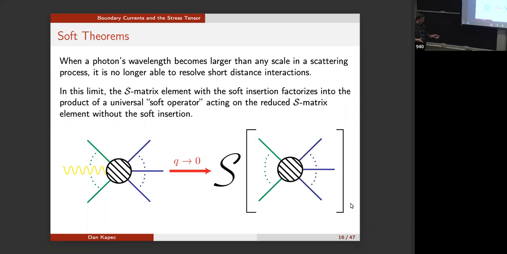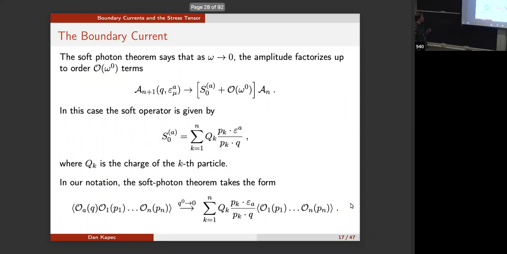So if you have a scattering process that involves a photon, and you take the limit where the photon's wavelength becomes much longer than any other scale in the scattering process, then the S matrix element with that photon factorizes into a reduced amplitude without the photon acted on by a soft operator. Okay? And that's because this long wavelength photon just can't resolve the short distance scattering process. It just sort of couples to the long range conserved quantities of the external hard particles.